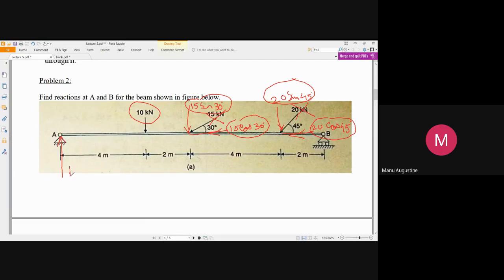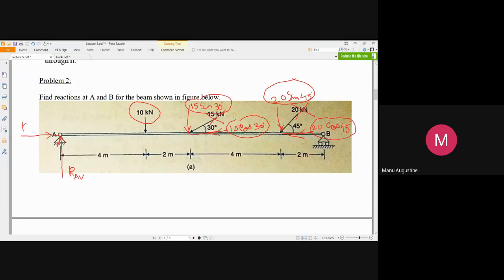So let us say this is RA. RA is the reaction at point A in the vertical direction. And let us say V also. Now, are there horizontal forces on the beam? Yes, there are two horizontal forces, 15 cos 30 and 20 cos 45. So if external forces are horizontal also, then point A will develop a reaction in the horizontal direction also.